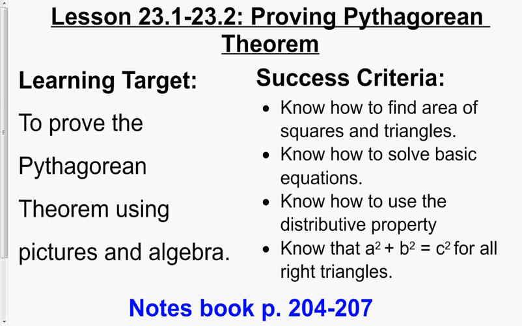And also, our success criteria, you'll notice there's a number of things here that a lot of it's review, like finding area of squares and triangles, solving basic equations, using the distributive property. Those are all things that are going to help us to prove this Pythagorean theorem that's at the bottom. Okay, so they're going to come back up. That's why it's in there. We've got to know those things.